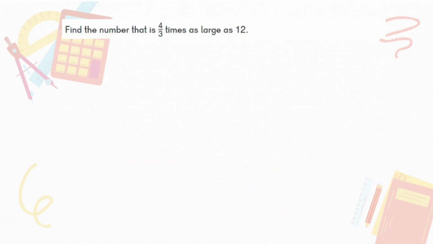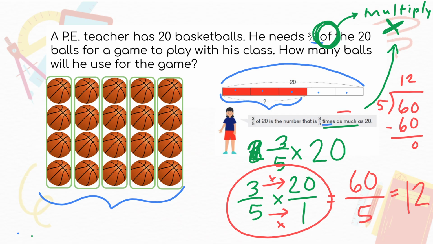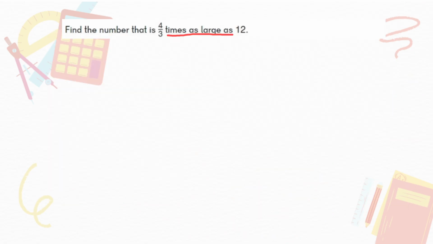Let's take a look at an example of that. So here, this one's a little bit different, but we're going to keep in mind the same strategies because they still work. If you're looking at this problem, it says, find the number that is 4/3 times as large as, there's that key phrase we talked about here on this slide, times as much as. That means we're multiplying, right? So find the number that is 4/3 times as large as 12. When you see that phrase, you're going to think, oh, I need to multiply.